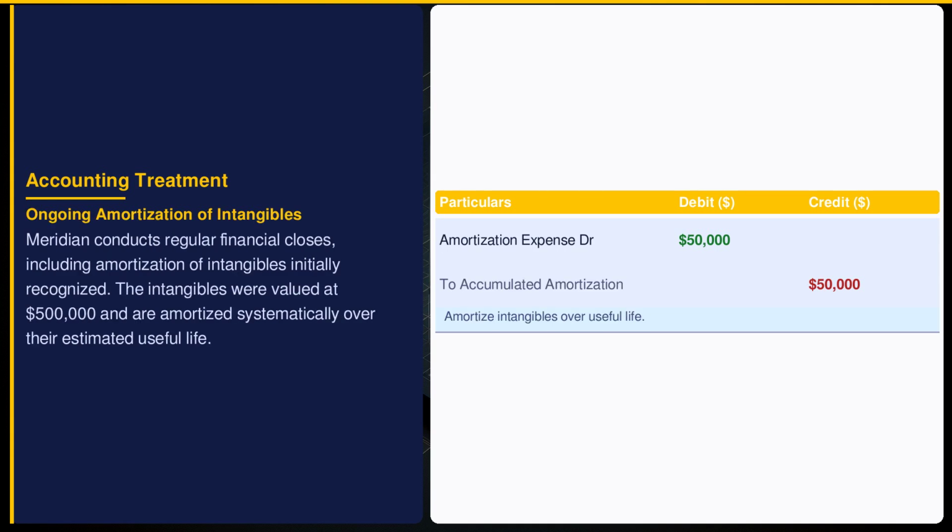Amortizing intangible assets at $50,000 each period reflects the consumption of economic benefits. Under Indian Accounting Standard, systematic amortization aligns expenses with revenue generation, ensuring the income statement accurately reflects current profitability.